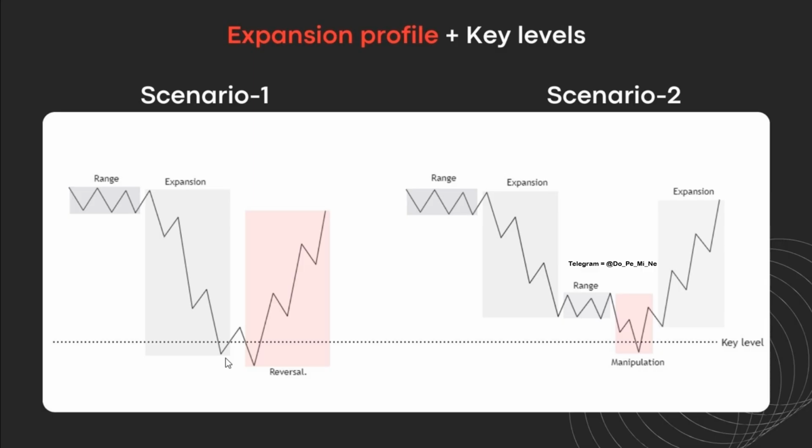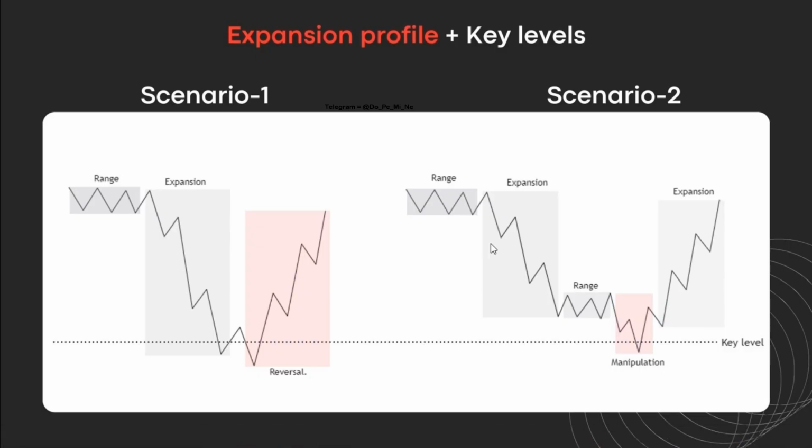Now the second scenario is when the expansion profile ends before it tests a key level. In that case, we're not going to expect a reversal profile straight away because a key level hasn't yet been tested. So in this case, we're going to expect either a retracement profile or a ranging profile. In this case, we got a ranging profile, and then we go back again to the first combination of ranging profile and key levels.